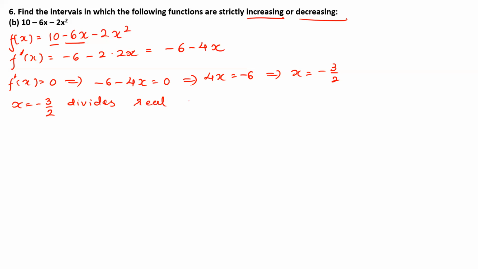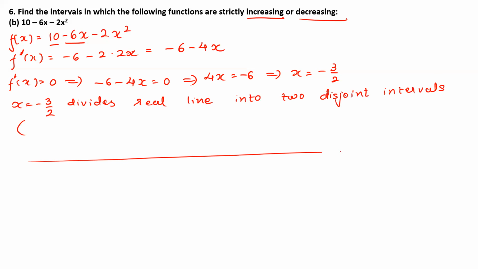the real line into 2 disjoint intervals. The word disjoint was missing, I guess, in the previous one. Disjoint means they are non-overlapping intervals.